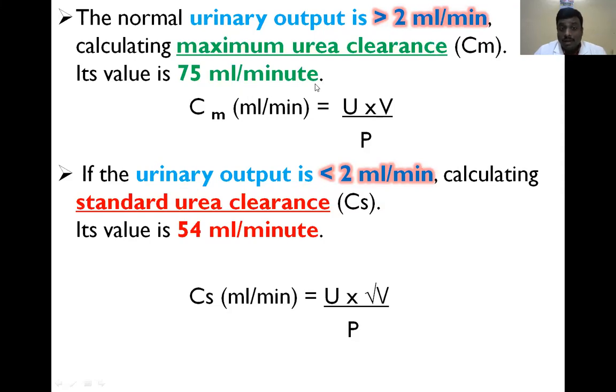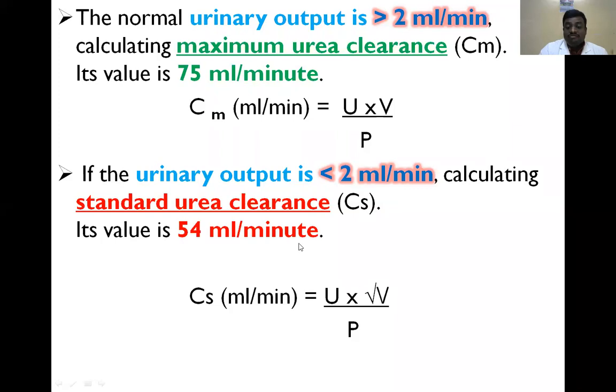75 ml per minute. Here is the formula: maximum urea clearance per ml per minute equals U into V by P. This is the normal. If the urinary output is less than 2 ml per minute, the calculation is different. That is called standard urea clearance.